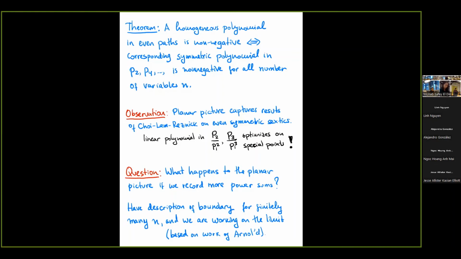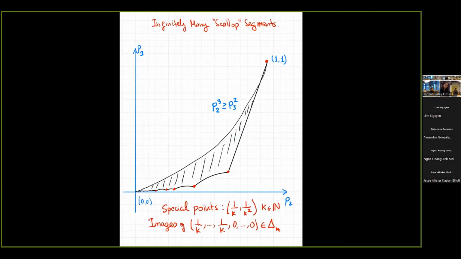So if I go to a picture like this, what does it say? That I want to optimize a linear polynomial on this contour. And what happens if I optimize a linear polynomial on this contour? Well, all of these arcs are concave. So if I optimize a linear polynomial on this region, then I'm going to optimize at one of the special red points.